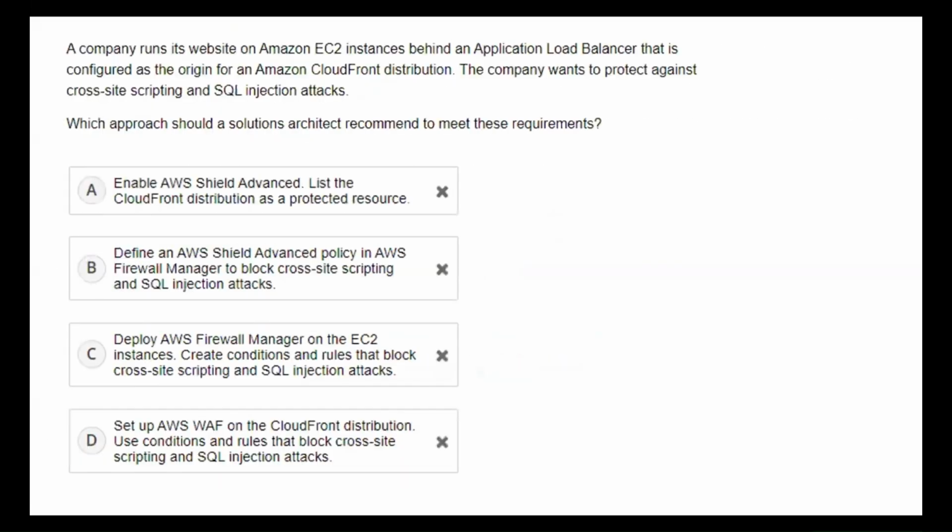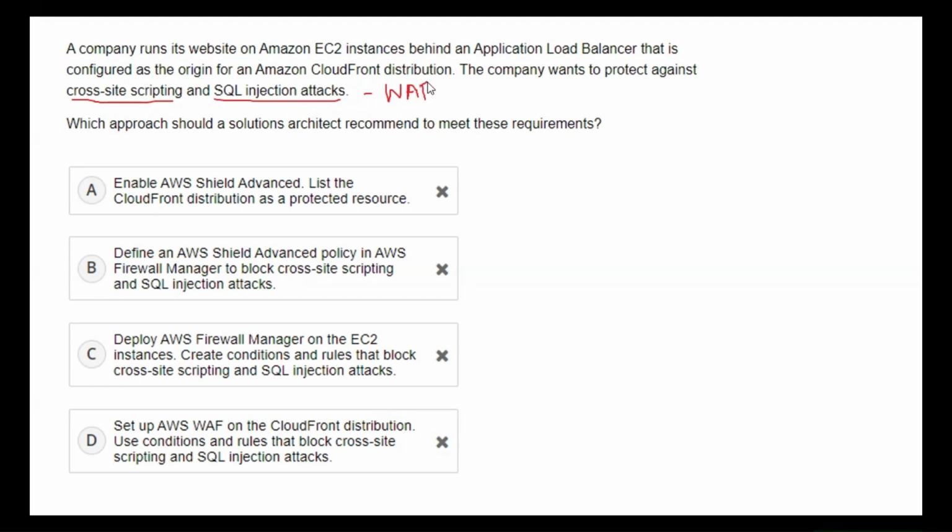Okay. So let's go through this question. A company runs its website on EC2 instances behind an application load balancer, which is also configured as the origin for the CloudFront distribution. The company wants to protect against the cross-site scripting and SQL injection attacks. So whenever you see this keyword, cross-site scripting and SQL injection, so basically, again, it is also pointing to the DDoS attacks. And typically, we need to narrow down to the answer where we have WAF, right?